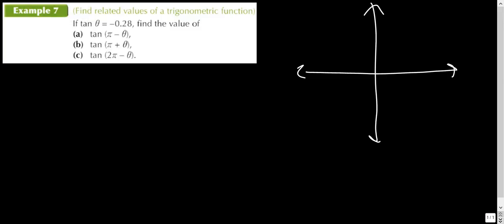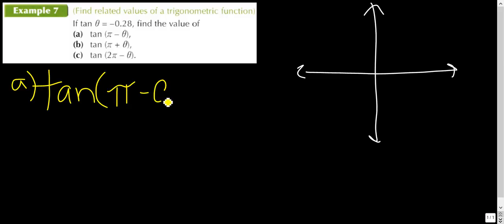Example 7 says that if the tangent of theta is negative 0.28, find the value of these different things. So we want to sit and think, okay, well, we know that tangent is negative 0.28. So it asks us, what's the tangent of pi minus theta? Okay, so what does that actually mean?